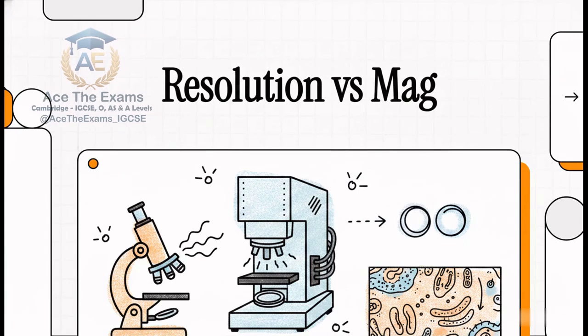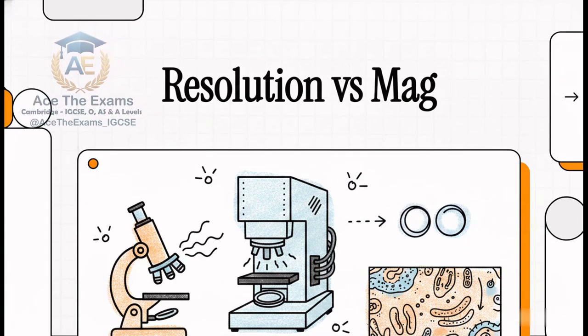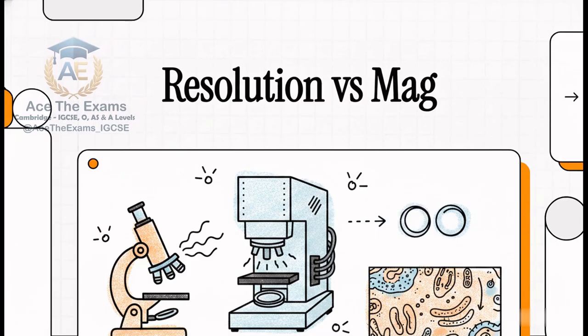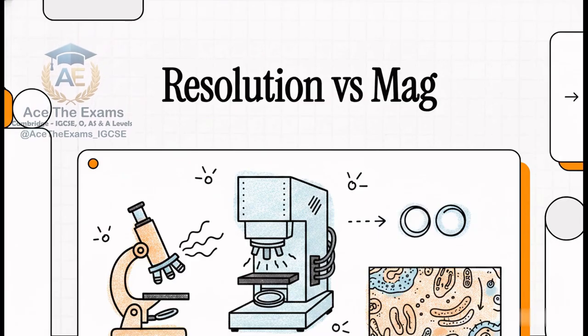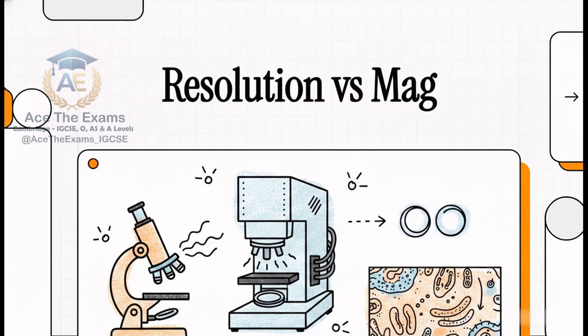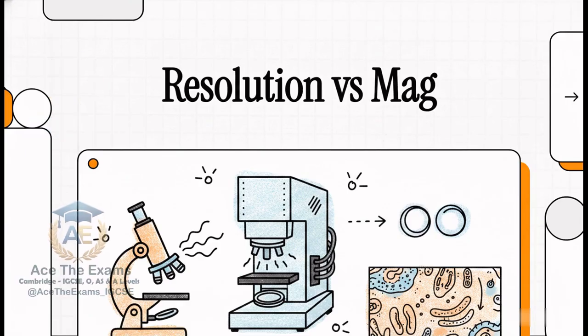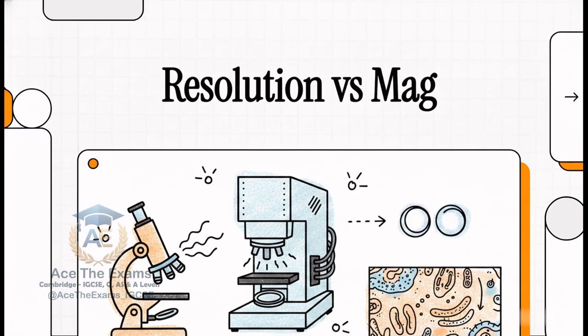Examiners are consistently reporting that Cambridge Biology 9700 Topic 1.1, Resolution versus Magnification in Light and Electron Microscopy, is literally one of the single most misunderstood areas of the entire syllabus. Well, we're going to fix that right now, giving you exactly what senior examiners are actually looking for.